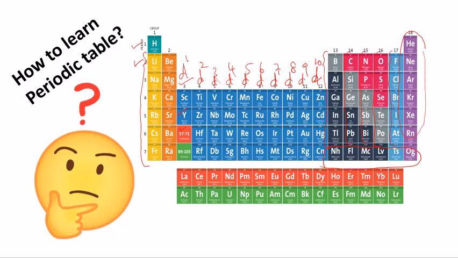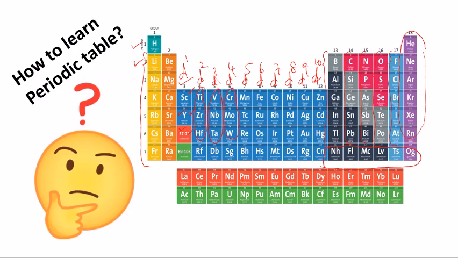And then 4D series and 5D series, no need to remember horizontally. Instead, we have to remember from top to bottom. For example, D1 series means you will be having scandium, yttrium and lanthanum. D2 means titanium, zirconium and hafnium. D3 means vanadium, niobium, tantalum. D4 is chromium, molybdenum, tungsten.